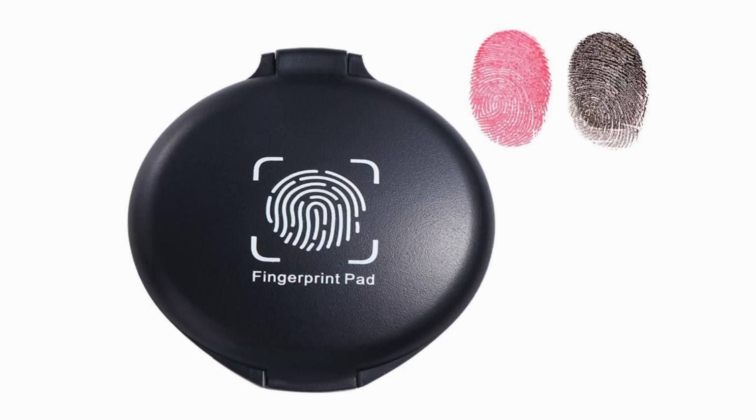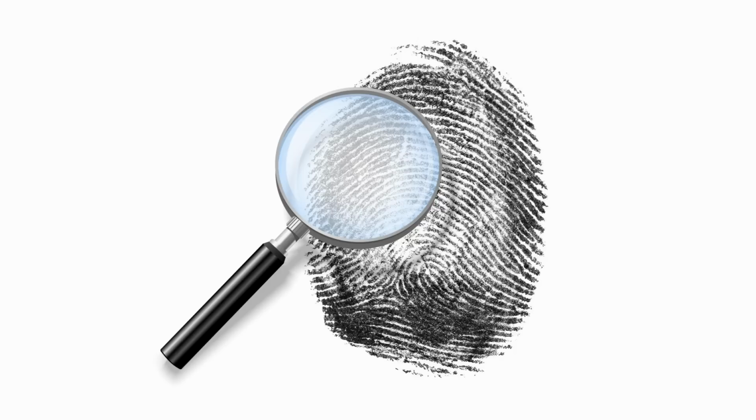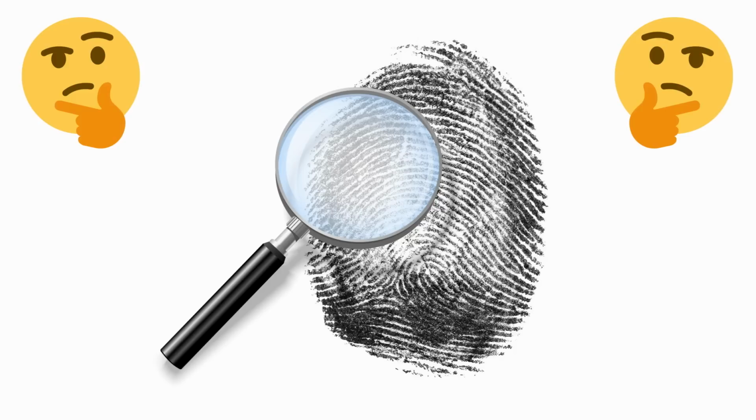You can try this at home if you have a stamp pad. Use it to take multiple fingerprints of the same finger on a plain sheet of paper. You will observe that the fingerprints taken later will be more legible due to the evenness of the ink deposit. Take a magnifying glass or capture a photo of the fingerprint. Zoom in to observe the ridge details. Does this fingerprint contain all the details necessary for comparison?